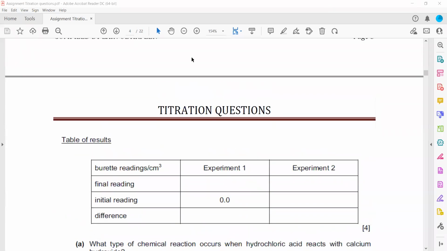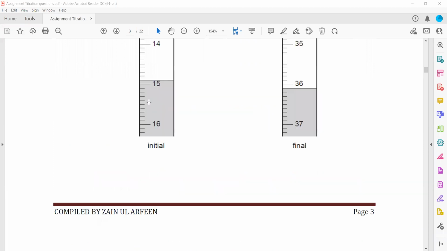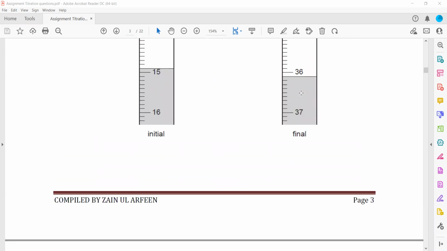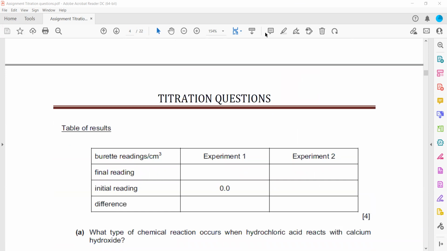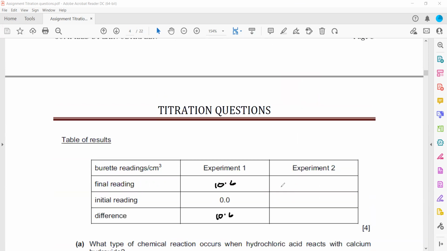So the table is there. We have to complete the reading. This was 10.6 and the difference is also 10.6. What about this one? In experiment 2, 15.1 and 14.9 and 36.1. So the initial reading was 14.9 and 36.1. So the difference in the volume will come out as 21.2.